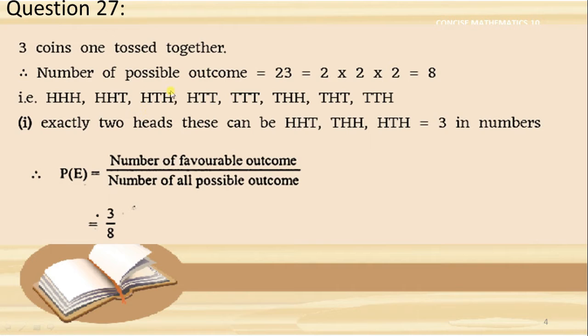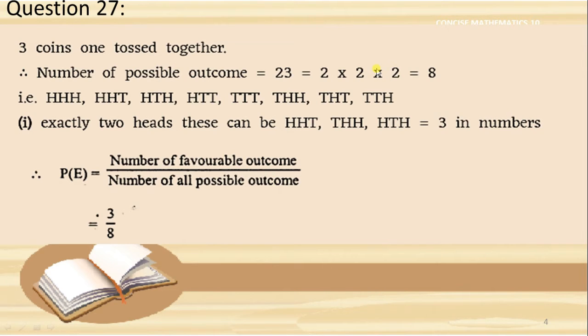Then 2 heads, 1 tail, so that the first and the third coins are head and the second coin will be the tail. Like this, list out all the total possible outcomes. Its value is equal to 8.